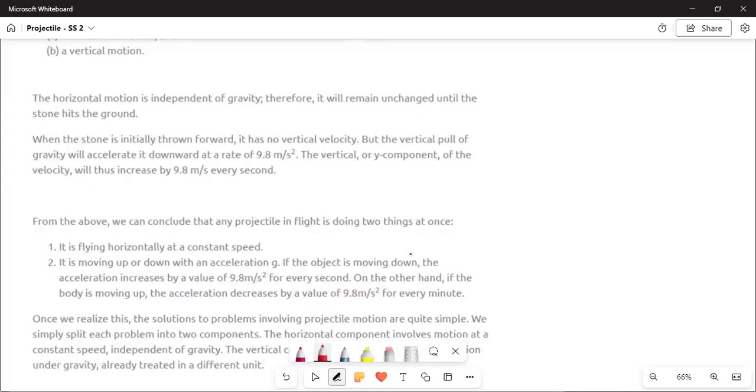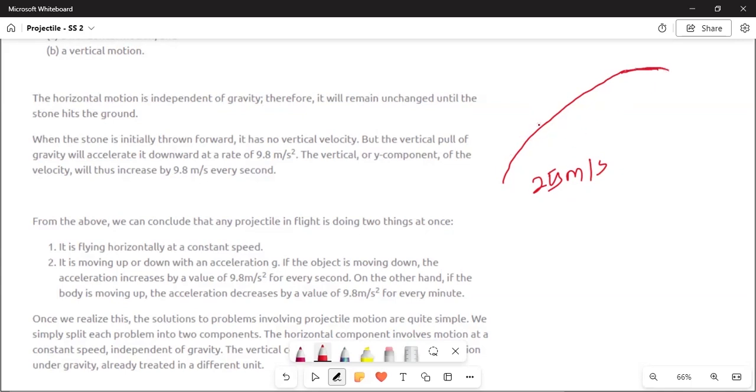of 9.8. Now, before something can move up, there must be an initial velocity of projection from the ground level. So if I project it, for example, with a value of say 25 meters per second from the ground level, as it is moving up, the velocity will be decreasing gradually. Why is it decreasing? Because it's going against gravity. The gravity is pulling it down. So as it is going up, the velocity will be decreasing until it gets to zero at maximum height, and then it begins to fall down.